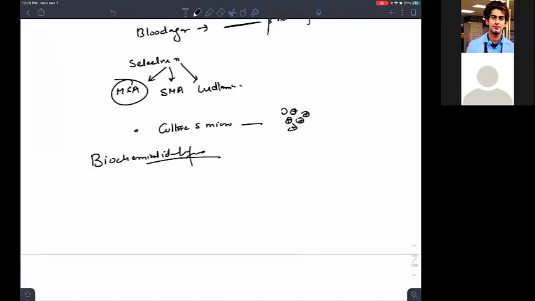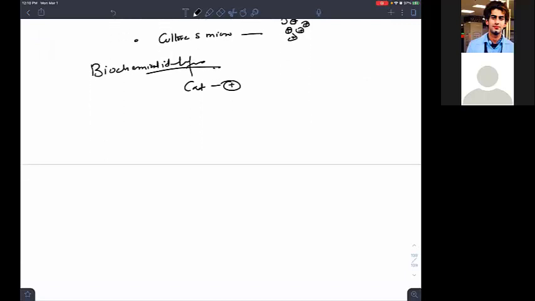what about the biochemical identification? You will be able to appreciate catalase positive or negative. These are catalase positive. What else? We said in the previous lecture, you know the difference between the staph and micrococci, isn't it? So that we have said in the previous video, I hope so. So what else can you use?